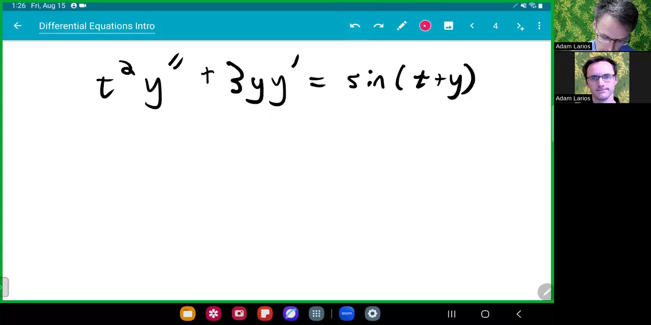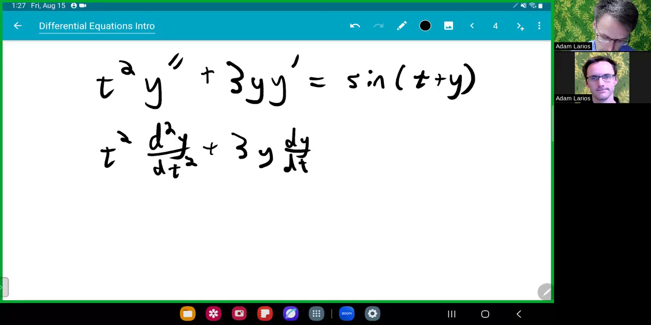Now, of course, we could write this a different way. If you prefer the Leibniz notation, you could write this as the second derivative of y. So we normally write it like this, plus 3 times y times dy/dt. It's equal to sine of t plus y. So another way to write the same thing.